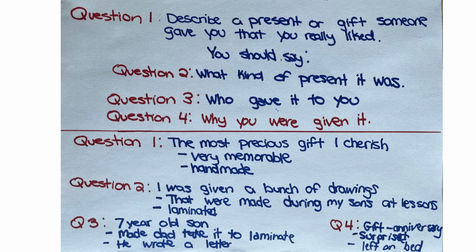So for question 2, what kind of present I received, I said I was given a bunch of drawings that were made during my son's art lessons. These were laminated. For the third question, who gave it to you? I wrote in point form that my 7-year-old son gave it to me, and he made his dad take it to laminate the book, and he wrote a letter.